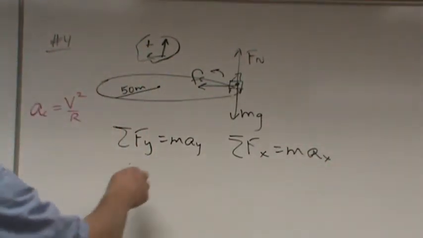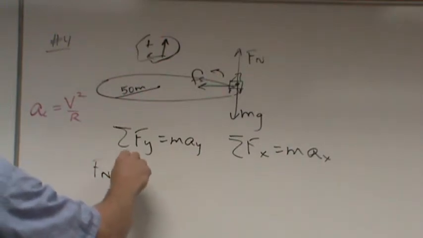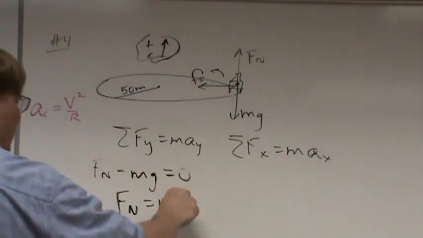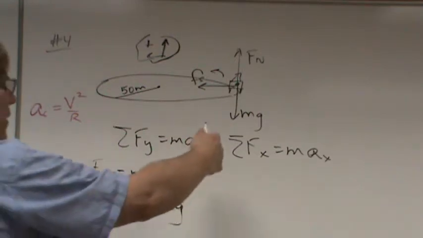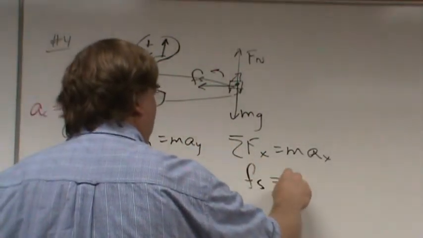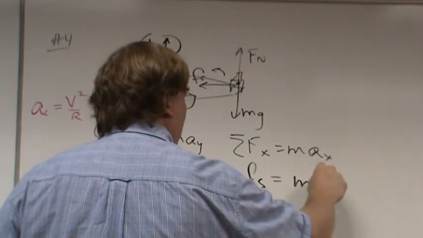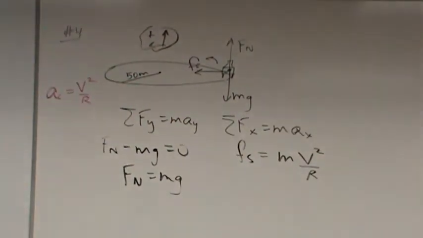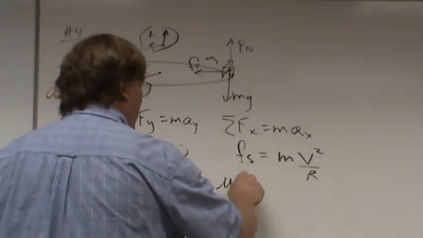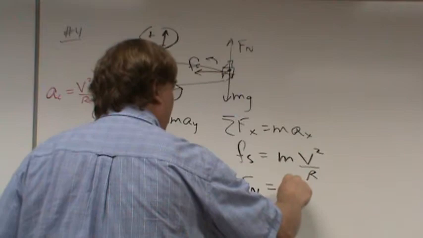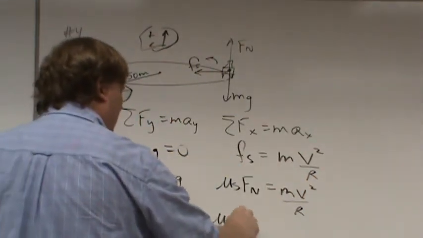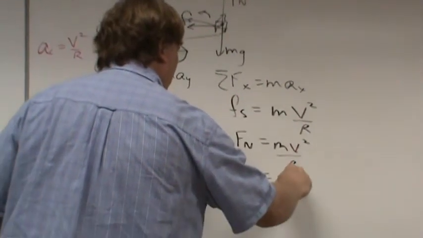So let me zip through this one. I got normal force minus mg equals 0, or normal force equals mg. And now I turn to the x direction. All I got is static friction force equals m times, here I get to put v squared over r, correct? And then my static friction force is mu sub s times F sub N, and my F sub N is mg.